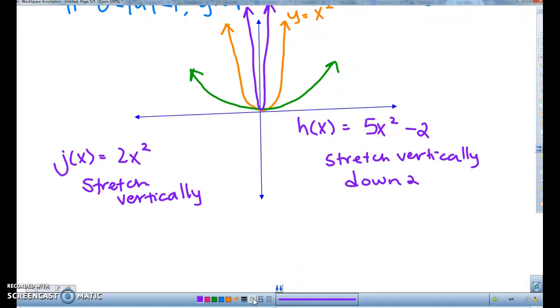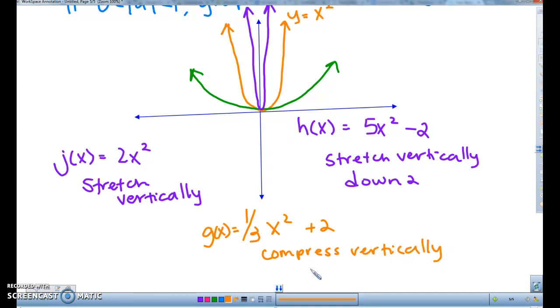And just for giggles and grins, we'll do one more. I should probably put g of x equals 1/3 x squared plus 2. So again, we're picking 2 transformations here. Good, it should compress vertically, and go up 2.